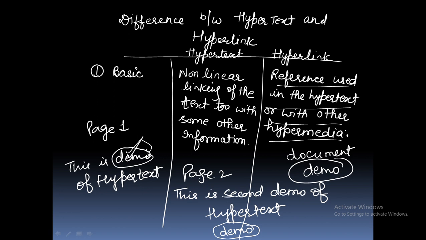So this is a basic difference between hypertext and hyperlink. I will again repeat it. In hypertext, non-linear linking of text to with some other information. In hyperlink, reference which are used in the hypertext or with other hypermedia. That is known as hyperlink.